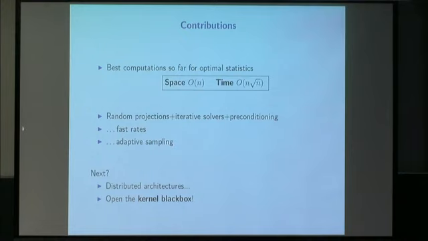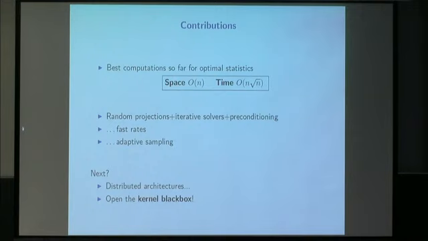Okay, so the take-home message is that you can have optimal statistical properties on large-scale data sets with a computational complexity that is n in space and n square root of n in time. Okay. And the algorithm, as I said, is a combination of random projection, iterative solvers, and preconditioning. We have the result for the fast rates, and even for the adaptive sampling, so leverage scores, but I didn't present it here. What can we do next?